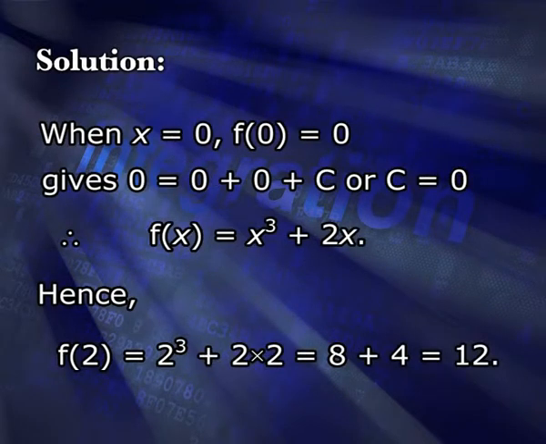Now when x is equal to 0, f of 0 will be 0. Now this gives 0 equals to 0 plus c, or c is equal to 0. This implies f of x is equal to x to the power 3 plus 2x. Hence f of 2 will be equal to 2 to the power 3 plus 2 times 2 is equal to 8 plus 4, which is equal to 12.